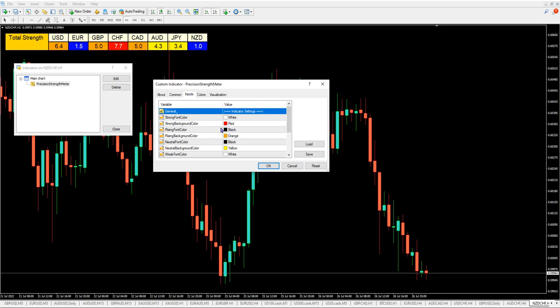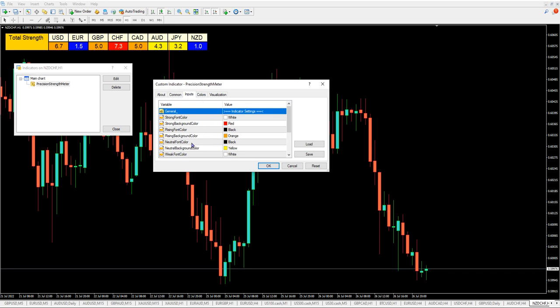Obviously you can change these, but so strong font color white, strong background color red, and so we see that here with the Swiss franc, red with the white font. Rising font color black, rising background orange. We can see that with Canadian dollar, pound, and US dollar here. These are essentially the currencies that are gaining strength. They're gaining some momentum.